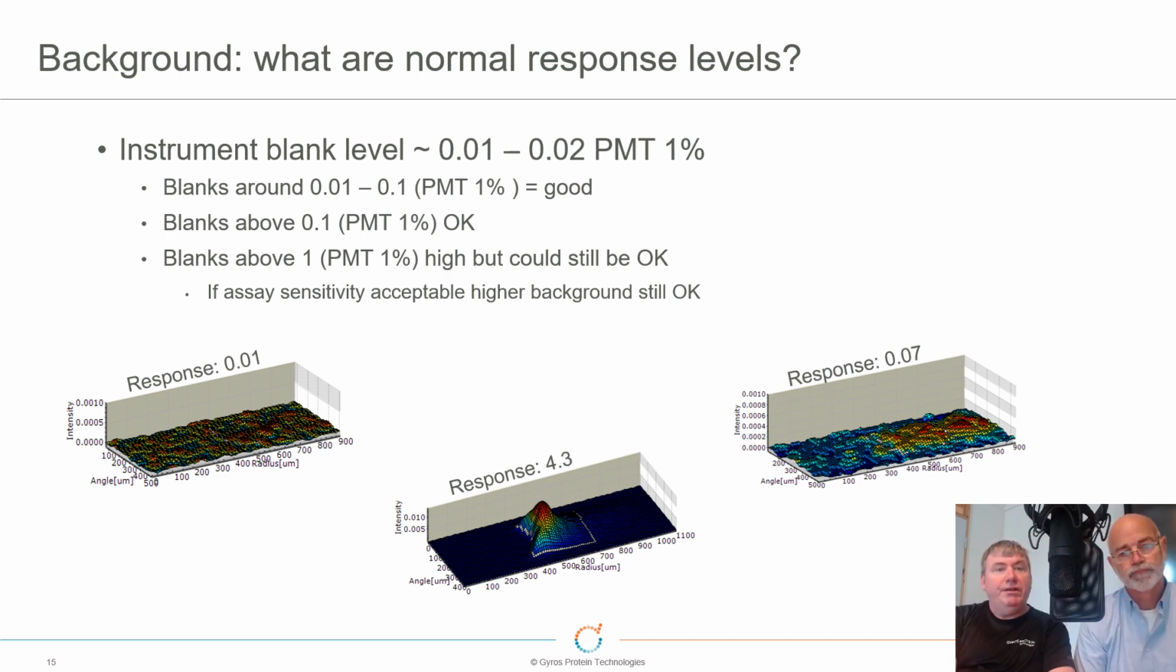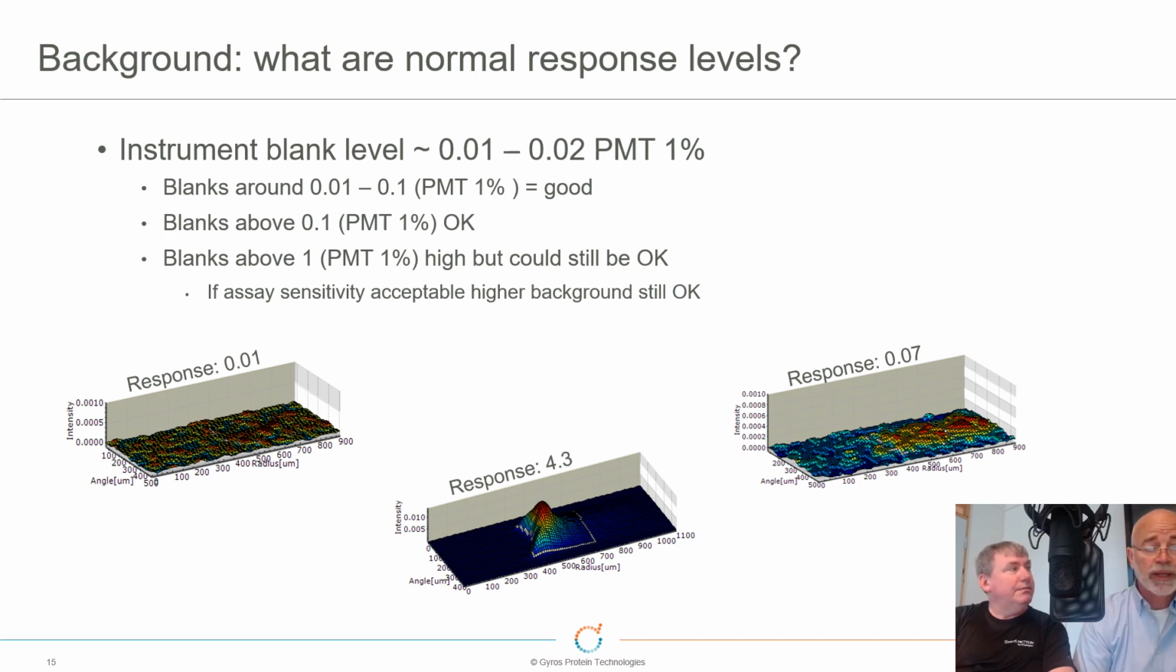So if you run at a PMT setting around 1%, you would expect your blanks between 0.01 and 0.1. But saying that, blanks above 0.1 can be okay. And blanks above 1 at 1% is high, but it still could be okay. It really depends on your signal to noise and your assay range. So there's no necessary rule of thumb, and it does depend on assay performance.